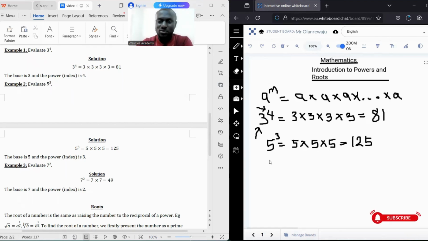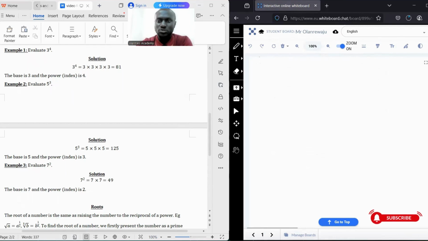For the last example on powers, we want to evaluate 7 raised to the power 2. 7 raised to the power 2 means I'm multiplying 7 in 2 places. That is 7 times the second 7. Now 7 times 7 is 49. Therefore, 7 squared equals 49.